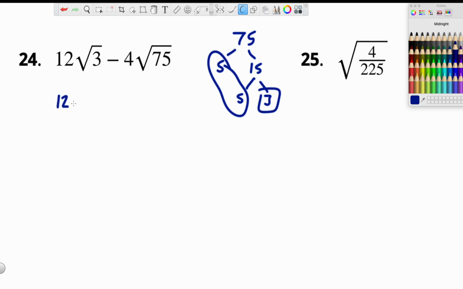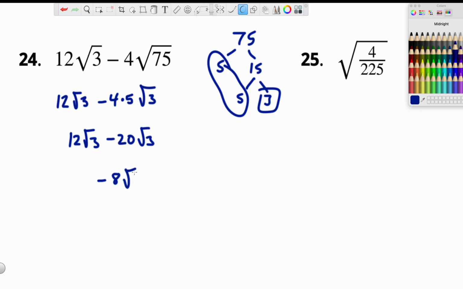So 12 root 3 minus 4. Now one of these 5s comes out, so that's times 5, and the 3 stays under the radical. 12 root 3 minus 20 root 3. And 12 root 3 minus 20 root 3 is negative 8 root 3.